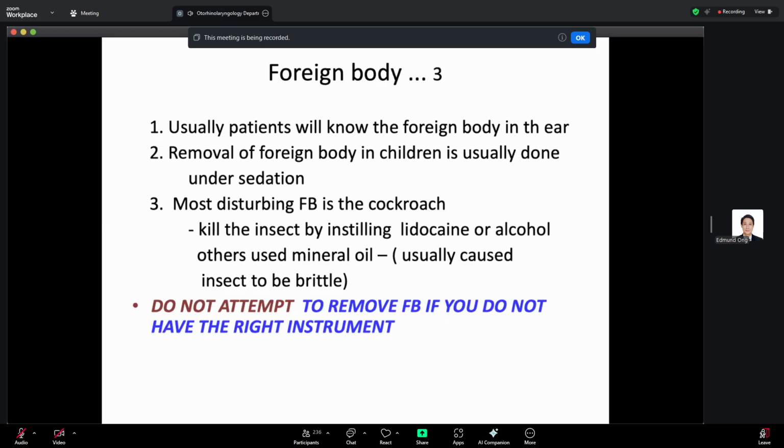Of course, for children, it's better to do the foreign body removal under sedation, because usually they are not cooperative. Once they hear the noise of the suction or see any instrument, they start to panic. So it's better to do foreign body extraction for children under sedation. Do not attempt to remove a foreign body if you do not have the right instrument. Of course, that is very important. And of course, the skill. Next slide.